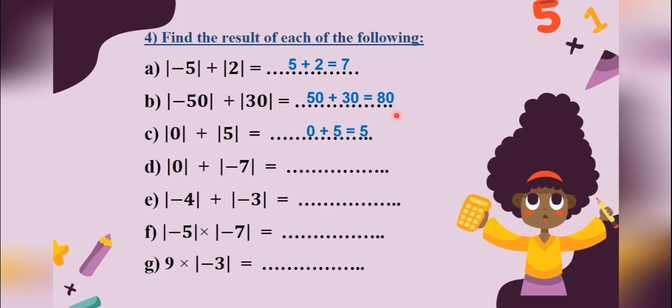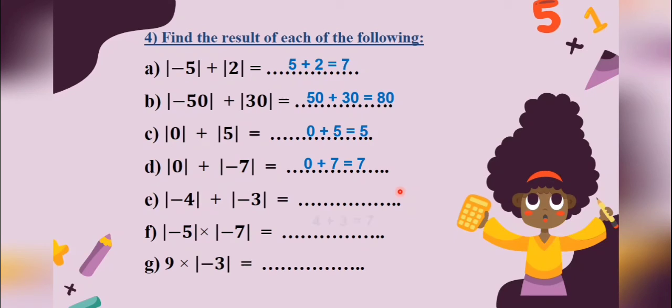Absolute value of 0 plus absolute value of 5. Absolute value of 0 is 0. Absolute value of 5 is 5. So 0 plus 5 equals 5. Number D, absolute value of 0 plus absolute value of negative 7. Absolute value of 0 is 0. Absolute value of negative 7 is 7. So 0 plus 7 equals 7.